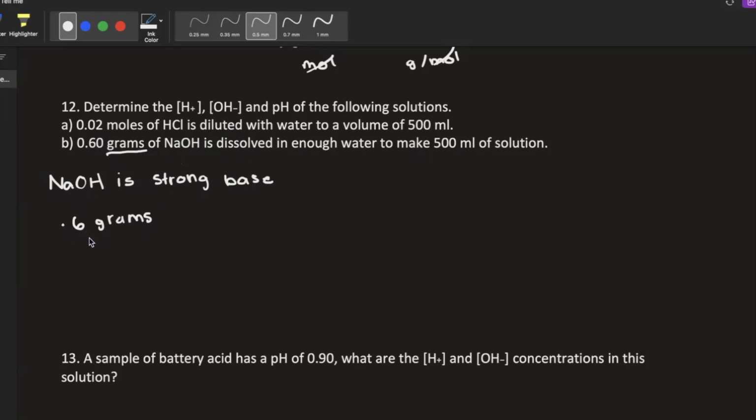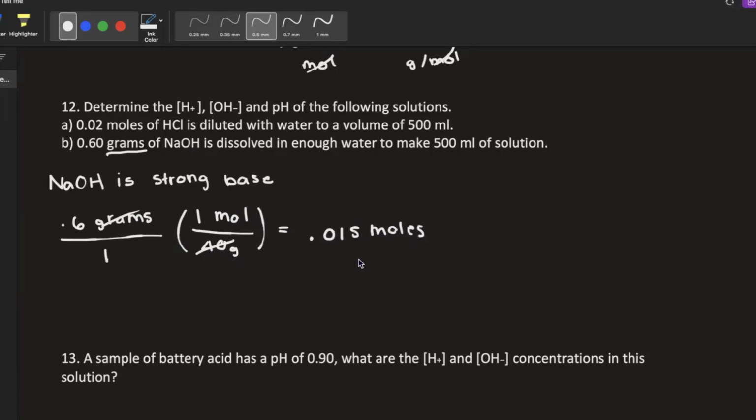So to determine how many moles we have, we take the grams, place it over 1. All we need is 1 mole. And we know that 1 mole of NaOH is equal to roughly 40 grams. By doing this, we're left with 0.015 moles.